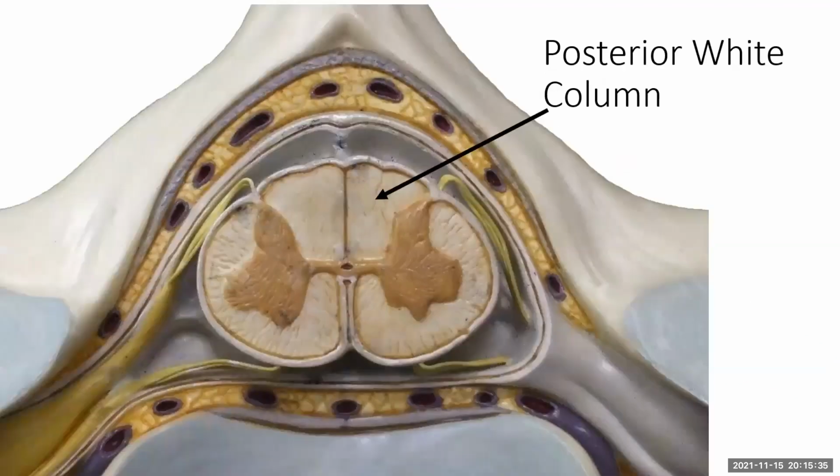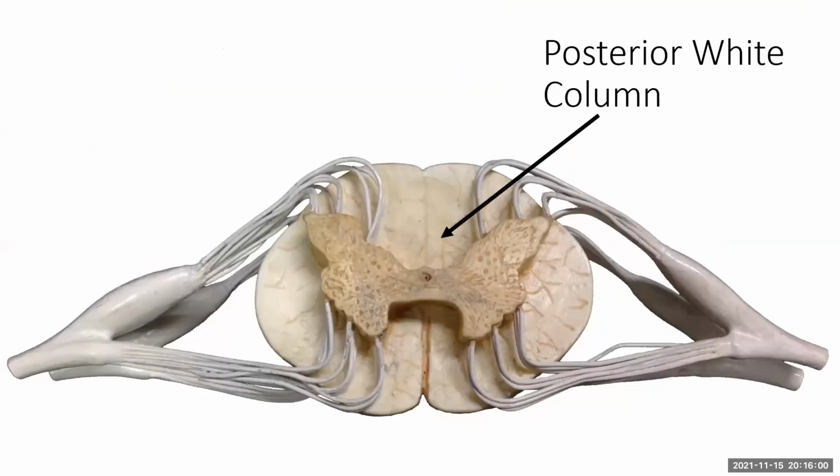In the back portion here, remember we call it the posterior funiculus. In lecture, this is the posterior white column back here. The posterior white column is in the posterior region of our spinal cord. We're going to be dealing with mainly sensory information in that region. Here you can see the posterior white column.